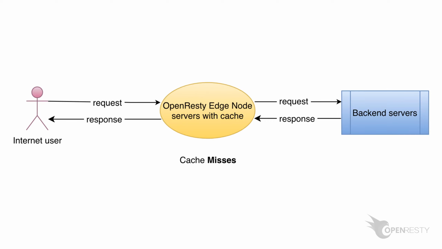Today I'd like to demonstrate how to enable HTTP response caching in OpenResty Edge. When the client requests hit the cache on the Edge node server, no requests need to be sent to the backend server. This reduces response latency and saves network bandwidth.